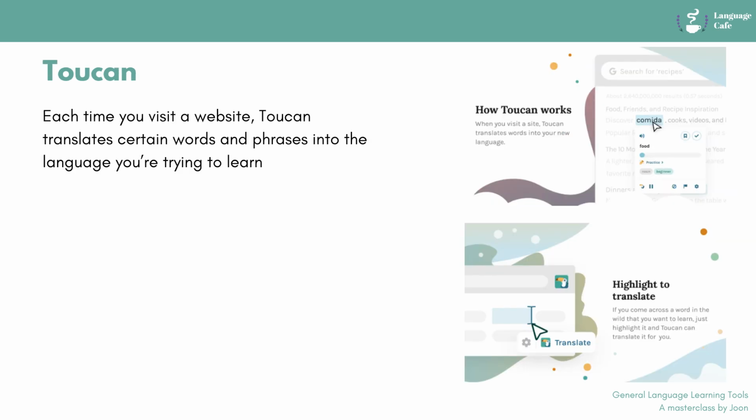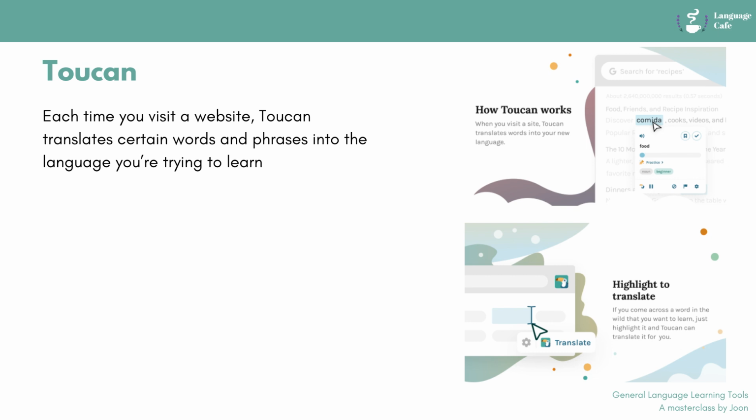Next, this one is Toucan by Babbel. So Toucan is a browser extension for Chrome. I wrote in my script even, maybe other ones too, but I use Chrome, so IDK. Sorry guys for the non-Chrome users. But each time you visit a website, Toucan translates certain words and phrases into the language that you're trying to learn. So that way you can learn your new language using context clues in one you already know, and they have about 15 languages available.